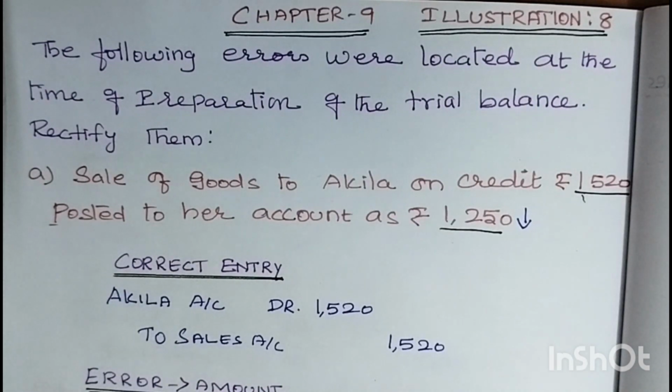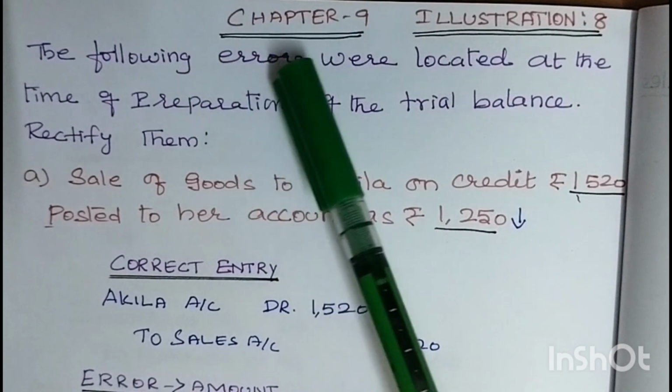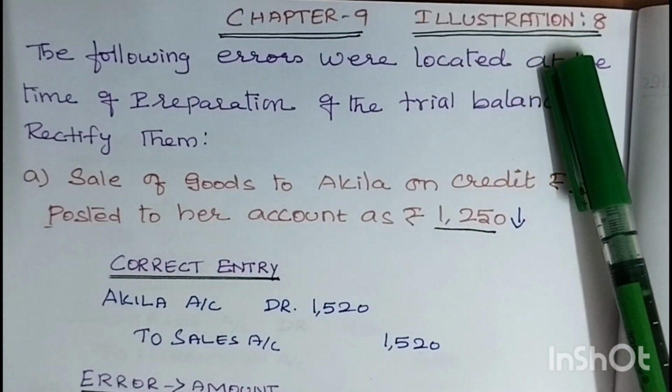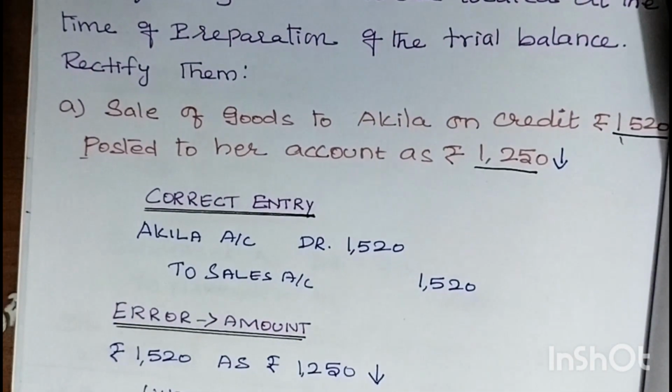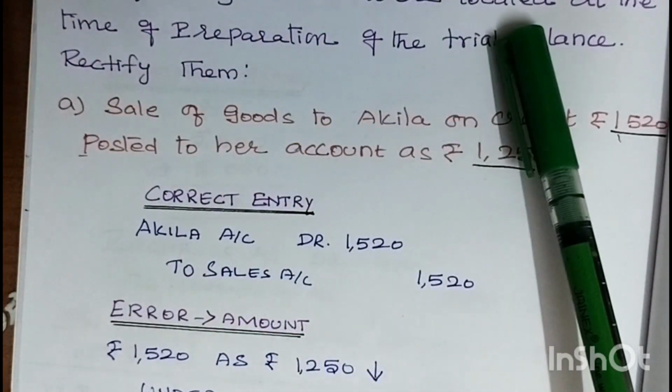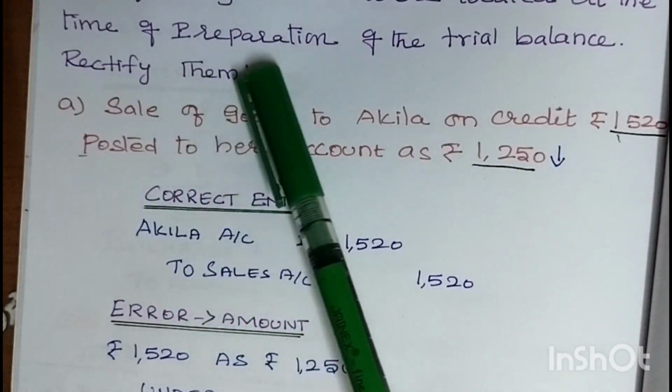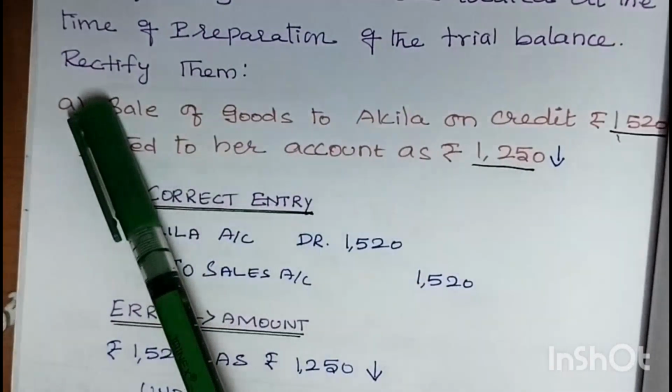In this video we are going to learn about 11th Standard Accountancy, Chapter 9, Rectification of Errors, Illustration Sum number 8. Let's read the heading. The following errors were located at the time of preparation of the trial balance. Rectify them.